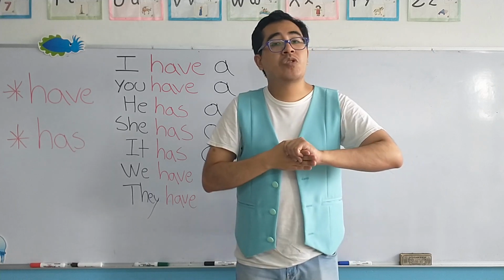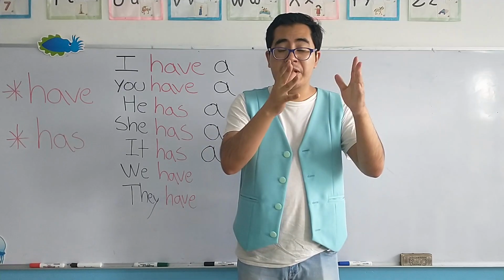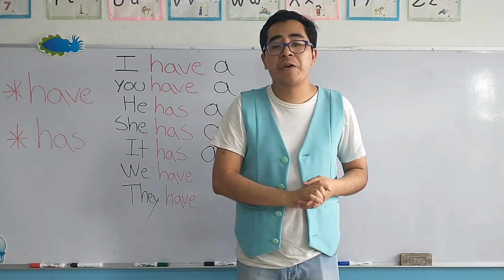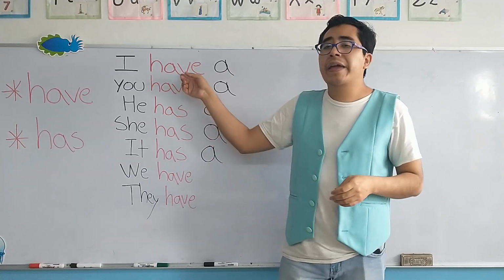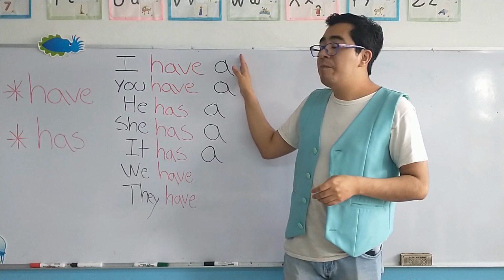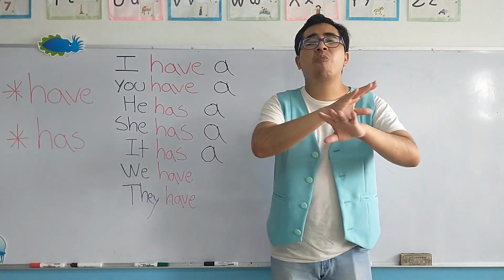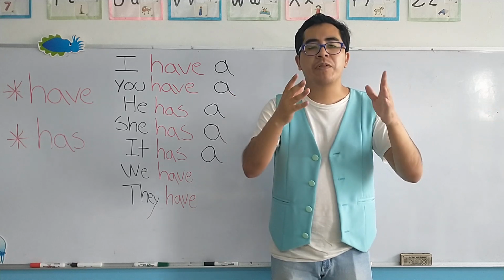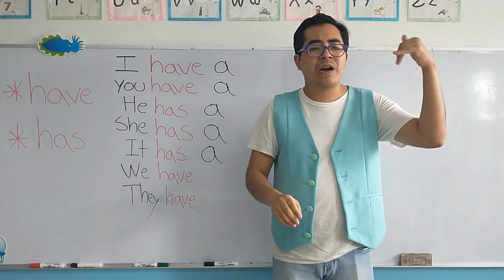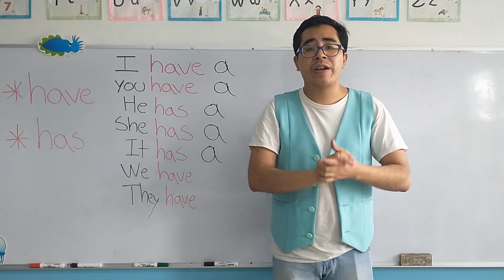Ahora sí, podemos crear oraciones con el verbo have. Nuevamente, recuerden have, tener. Let's start with the first pronoun. I have a, yo tengo un. In this second part of the sentence, we can include whatever object we want. Podemos poner cualquier objeto que nosotros queramos. It could be a car or also animals. Podemos poner objetos o animales.